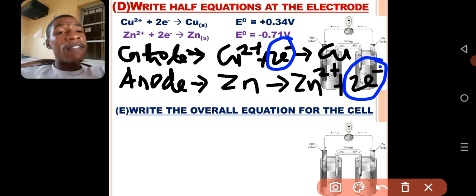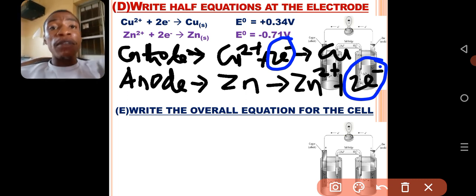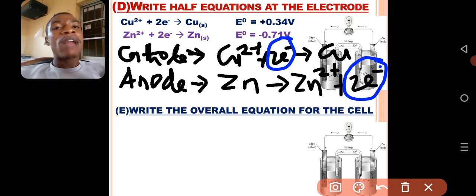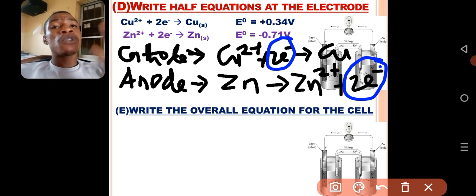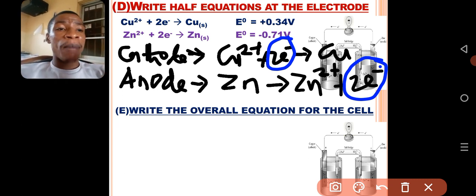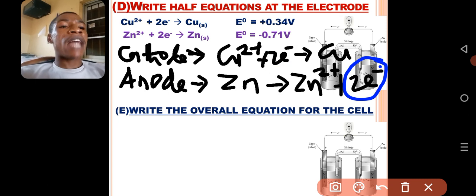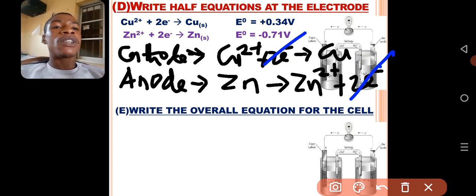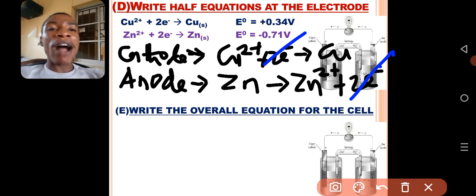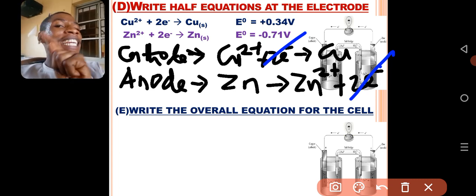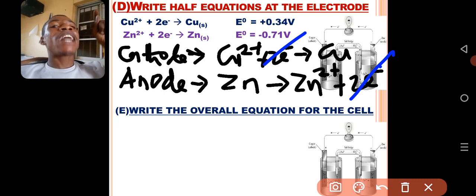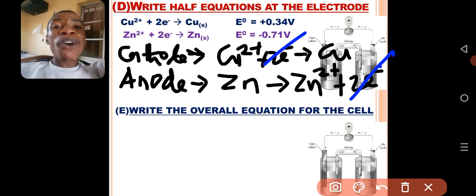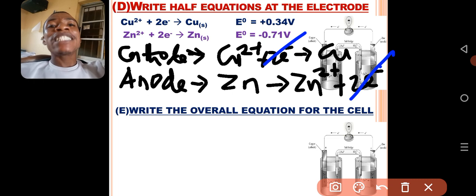If the electrons are not equal, then you make them equal by multiplying one of the two equations by an integer that will make them equal. But in this case, we don't have a problem with electrons. They are both equal. So when electrons are equal, what do you do? You cancel them out. So now we have cancelled the electrons out. We now want to write our overall equation. Now take note, this electron that we cancelled out is called the number of electrons transferred.